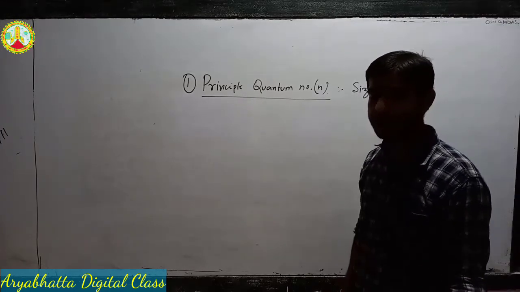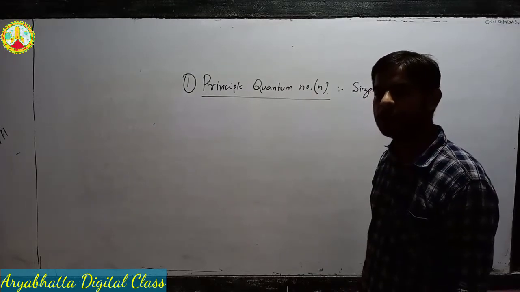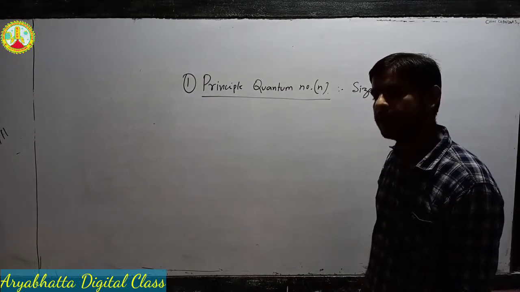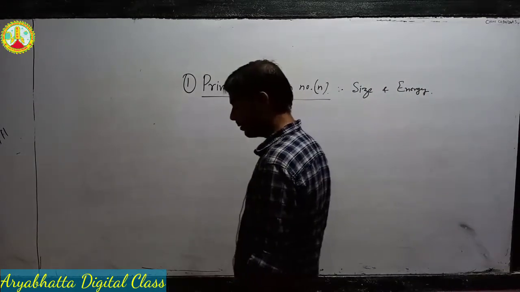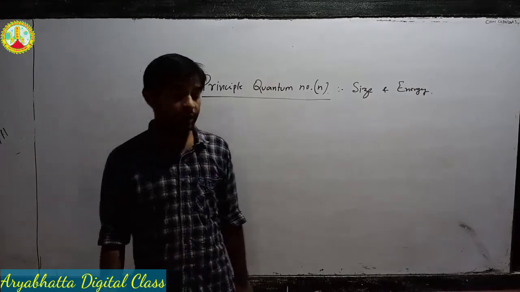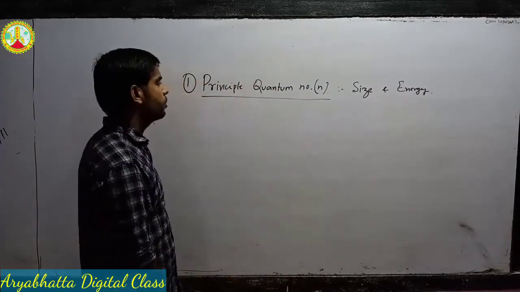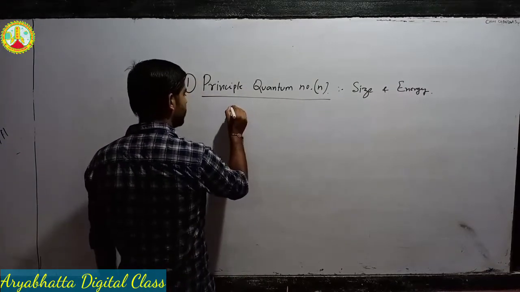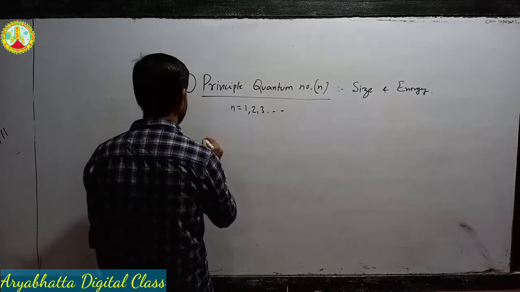We already know that as we move away from the nucleus, the energy associated with that orbital increases. And obviously as we move away, the size of the orbital also increases. So this is what n is. The value of n can be 1, 2, 3 and so on.